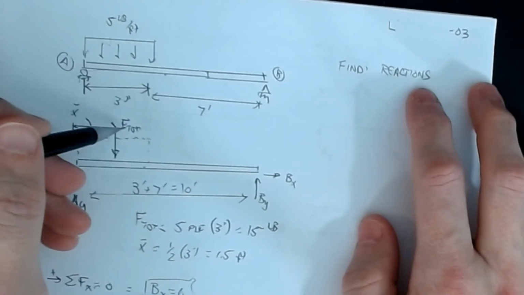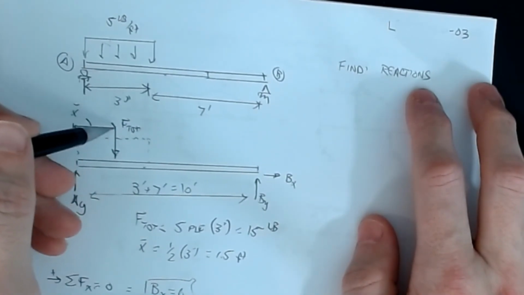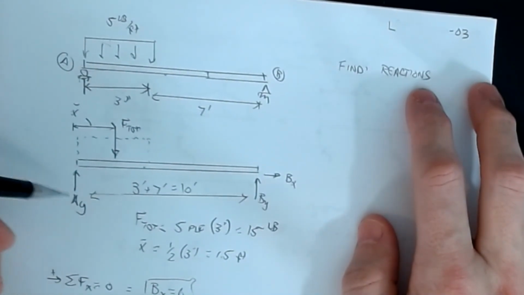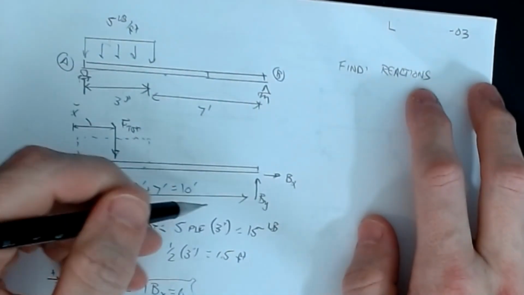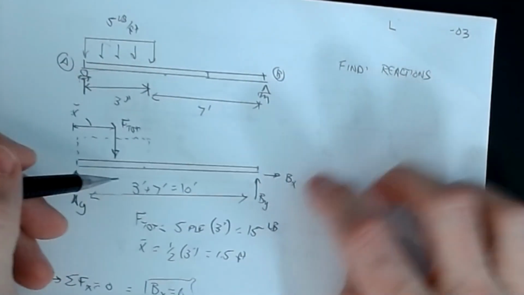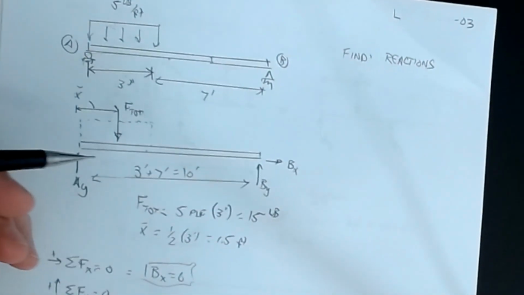Let's just say that this is now at a distance X bar. We have an F total, that's the load acting down. And then I have a reaction AY and a reaction BY, and the length between these is 10 feet. And of course you have a reaction BX on there. All right, well, let's go with what we know.